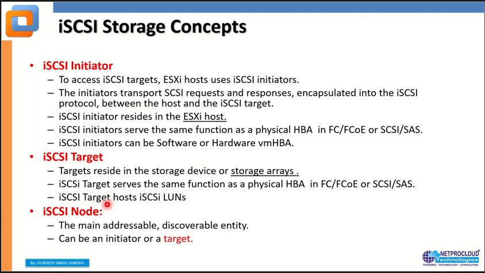So iSCSI targets host the iSCSI LUNs. Your storage provides LUNs, and from the LUNs we are going to create the data store, which can be either VMFS type or NFS type, meaning NFS protocol type. From that, we put the VMDKs onto these data stores. So what is the iSCSI node? The main addressable, discoverable entity. It can be either an initiator or a target.